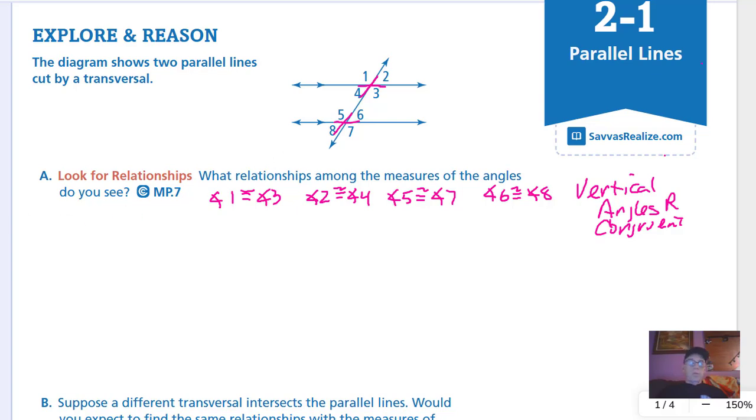Now the other relationships that we are expected to notice are like if we look at 2 and 6, they appear to be the same size. 1 and 5 also. 4 and 8, and 3 and 7. Those all match up as being equal to each other. And we call those corresponding angles. So corresponding angles are congruent.